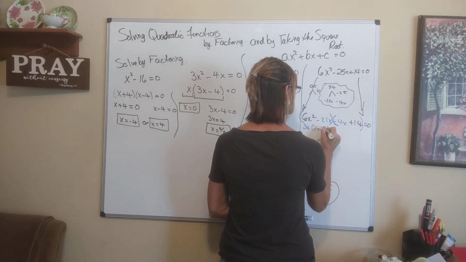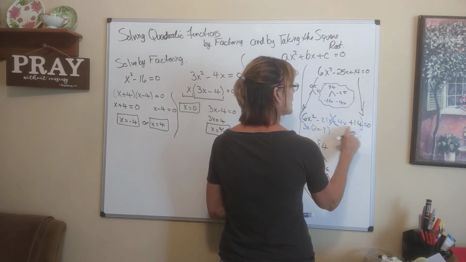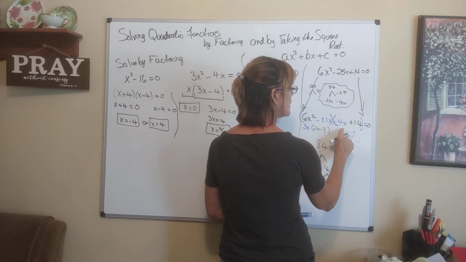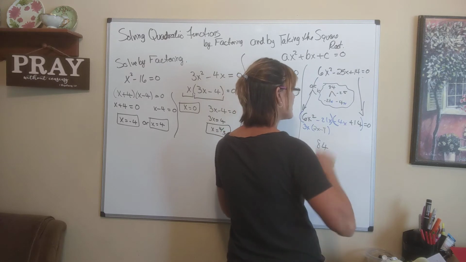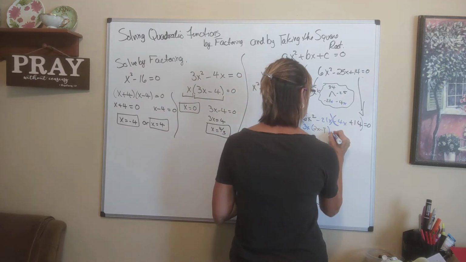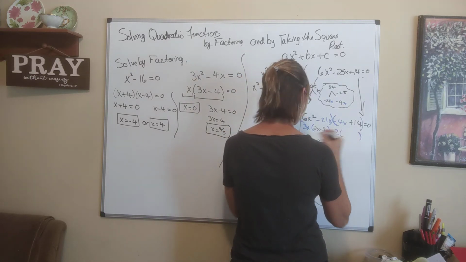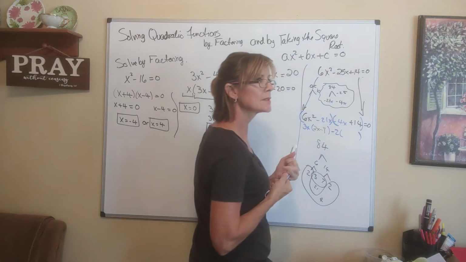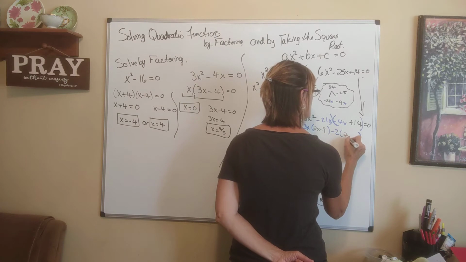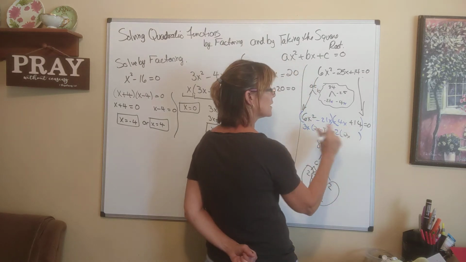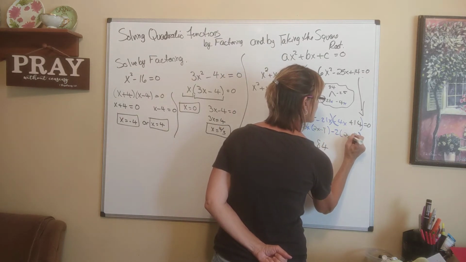2x minus 7. What can I pull out of here? I can pull out a 2, and if a negative falls right there, I have to take the negative. So let's factor out a negative 2 times negative 4x divided by a negative 2 would leave me with 2x. 14 divided by a negative 2 would leave me with negative 7.